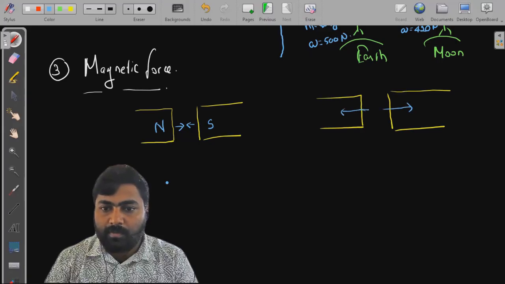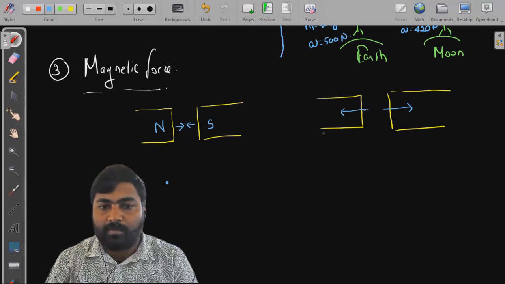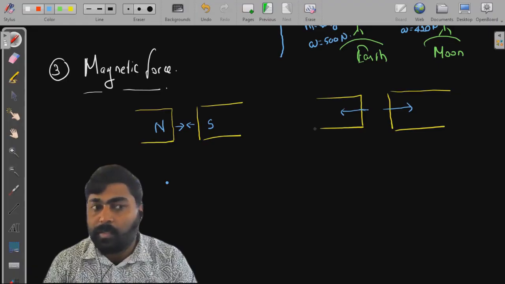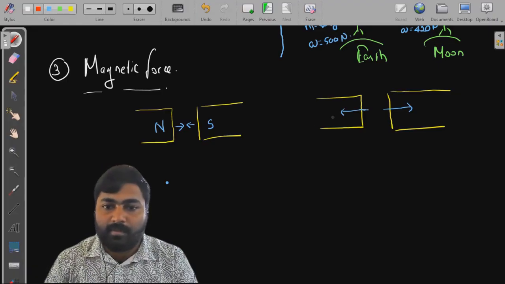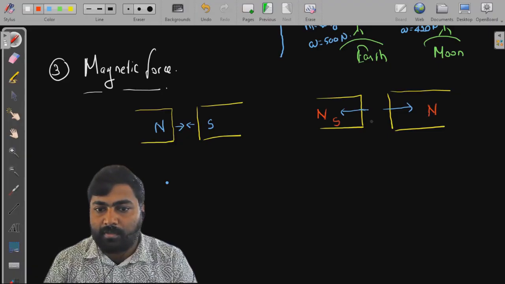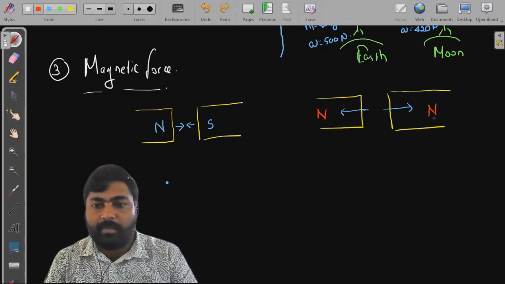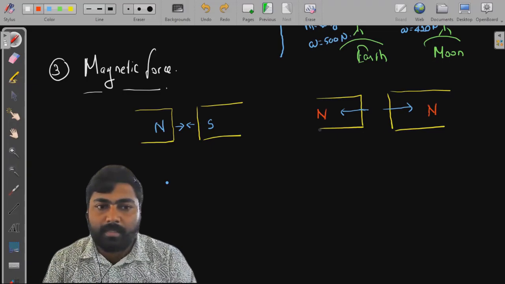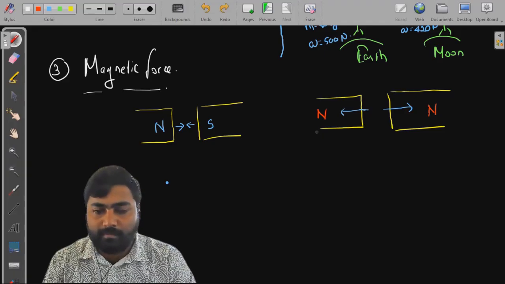Then same poles, what happens? What is the term we use for that one? Repel. If this is north, this is also north. This repels. If this is south, this should also be south. That means same poles repel, no? The force which is in a magnet is known as magnetic force. Understood?